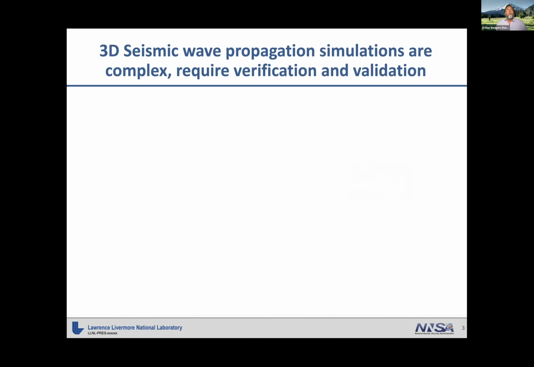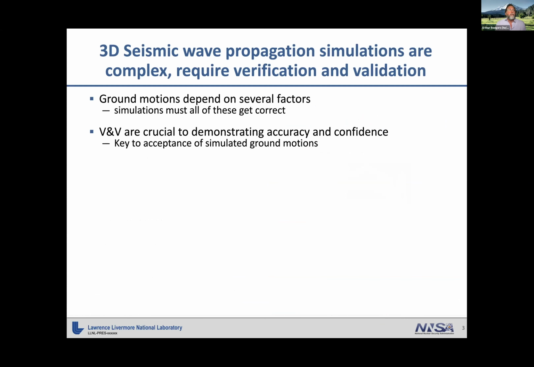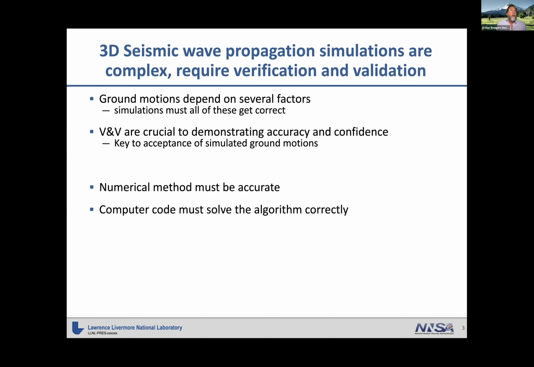All right, so 3D wave propagation simulations are complex. They require validation and verification. Ground motions, as we know, depend on many factors, and simulations have to get all of these correct. Verification and validation is crucial for demonstrating accuracy and building confidence in solutions. They're key to accepting simulated ground motions in engineering applications. And the numerical method must be accurate, and the computer code must solve the algorithm correctly. And this is the realm of verification, code verification.